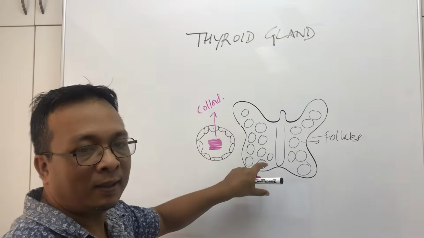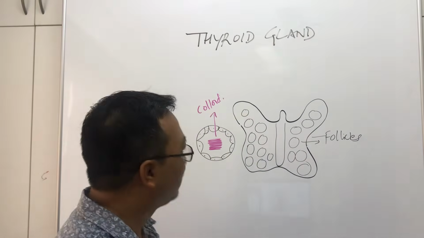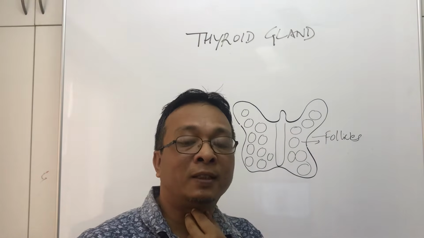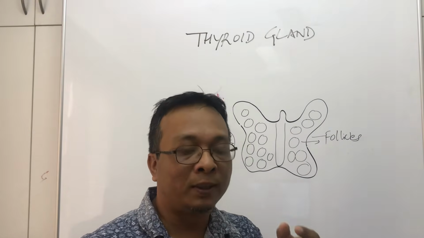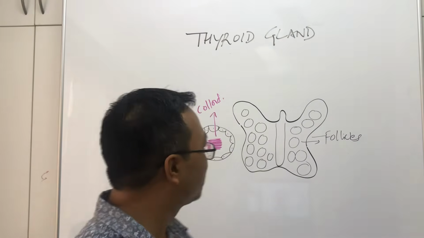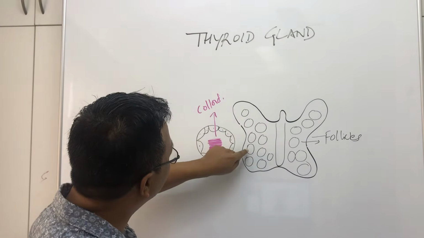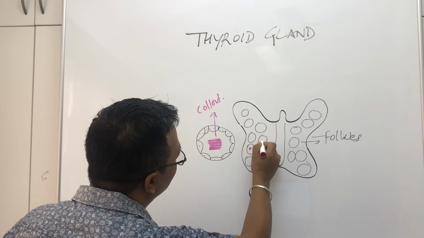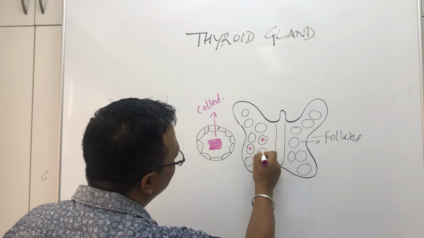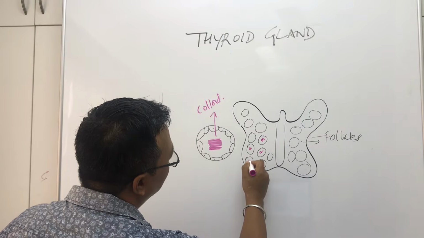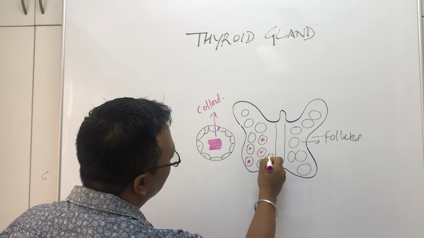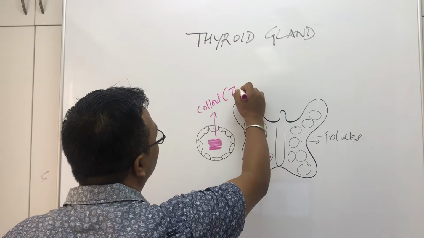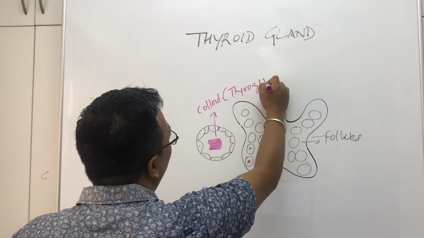So the thyroid gland is around 12 to 20 grams, and it is in the center of the neck, just above your Adam's apple, over the trachea, below the larynx. It is composed of follicles, and in the follicles there is thick paste-like material called colloid. This colloid material is made of thyroglobulin, which is a protein.